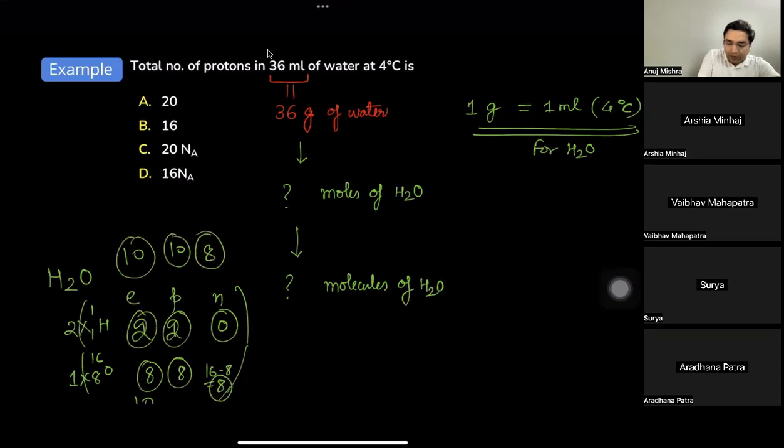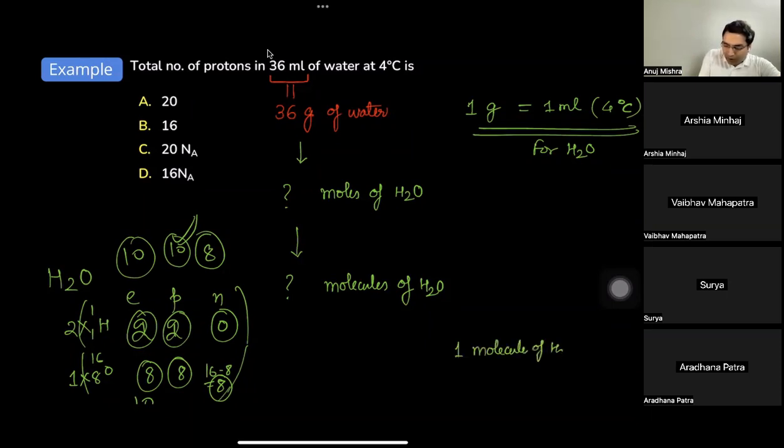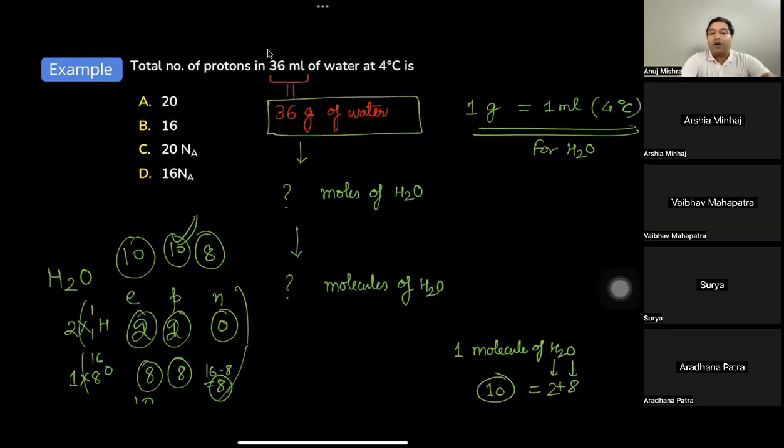They are interested in protons. So of course, 1 molecule has how many protons? 10 protons. That much we can solve. 1 molecule of water has 2 protons from hydrogen, 8 protons from oxygen, total 10 protons. That is for sure. But the question is about 36 grams of water. The question is not about 1 molecule or 1 mole. The question is about 36 grams of water. How are we going to solve it?